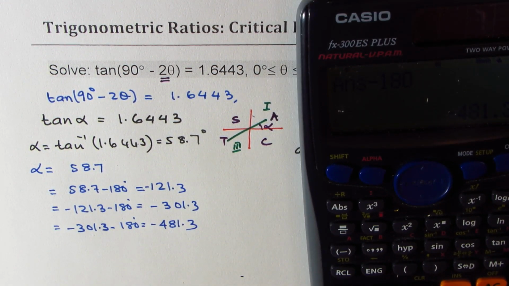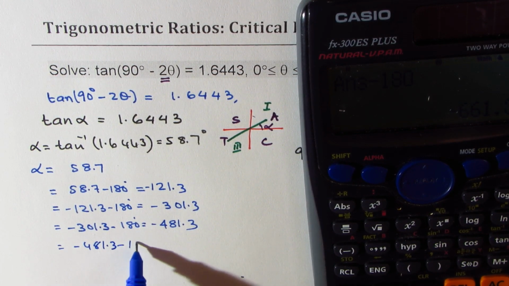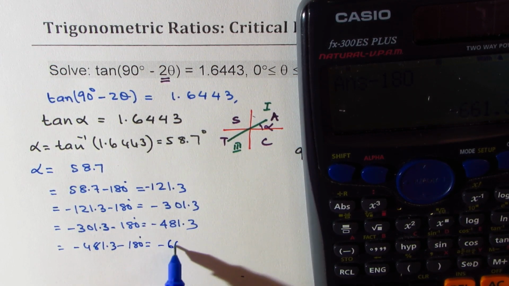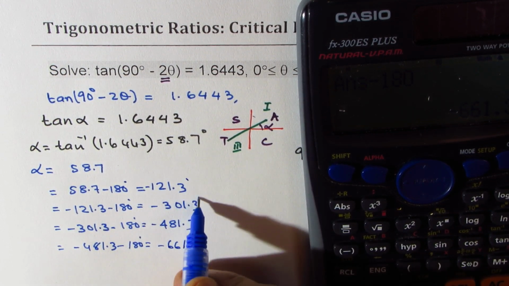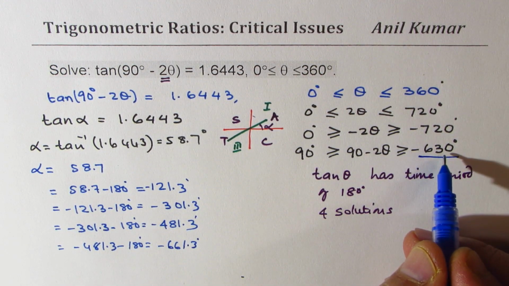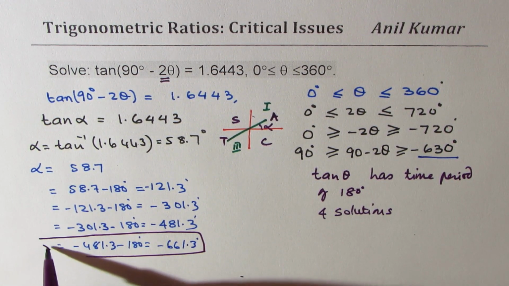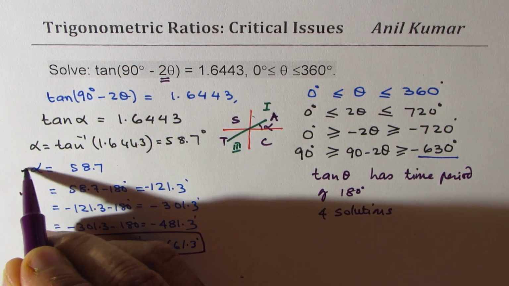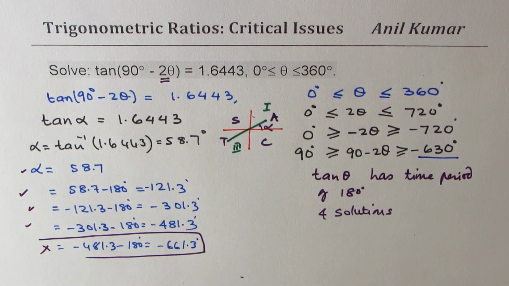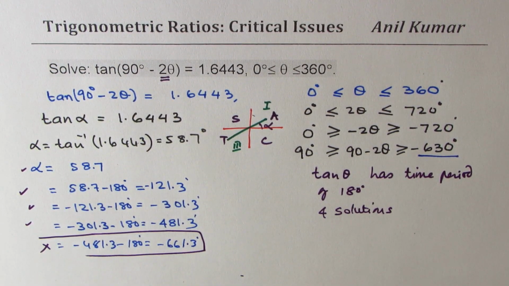So we got 4 solutions, correct? Now if I again take away 180 from here, I get minus 661.3 degrees, right? These are all in degrees. Clearly, minus 630 is our limit, right? So this is not a part of our solution, correct? So this will be crossed out. But these 4 are part of our solution, correct? So these are the values of alpha, which is 90 degrees minus 2 theta. You get the idea, right?